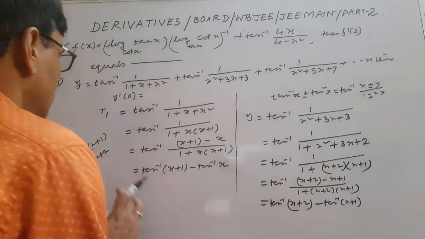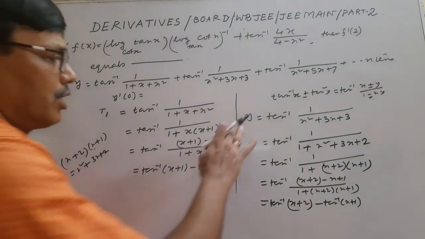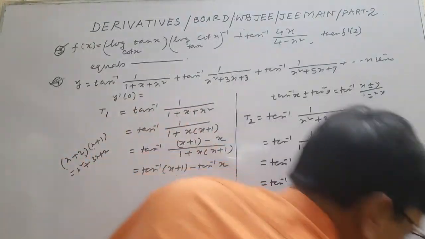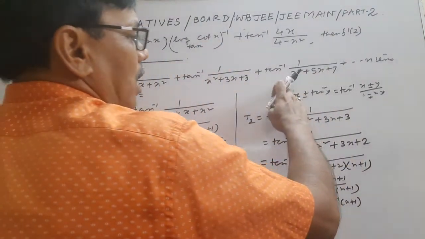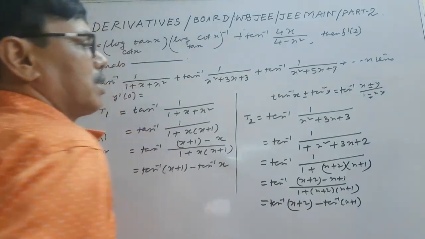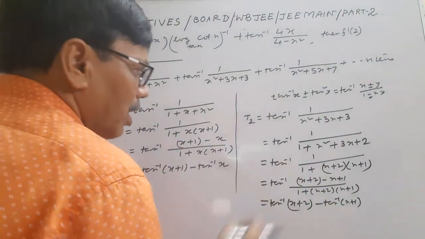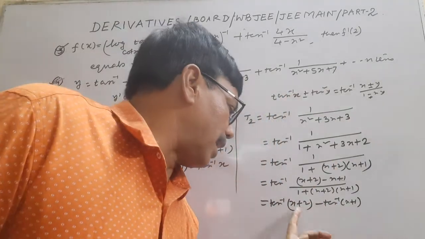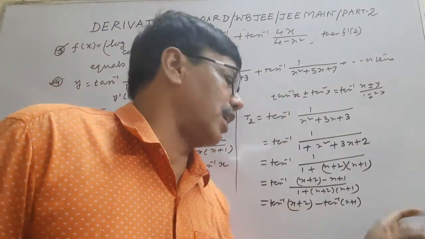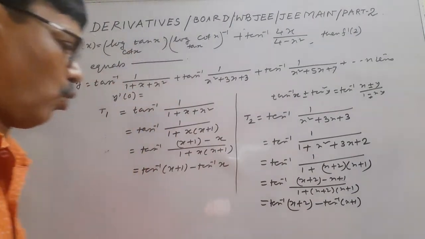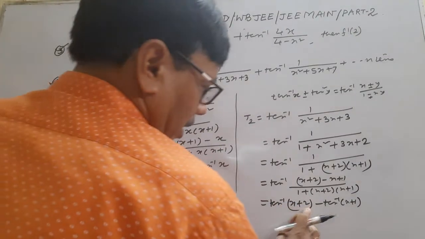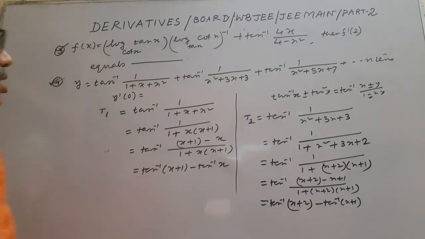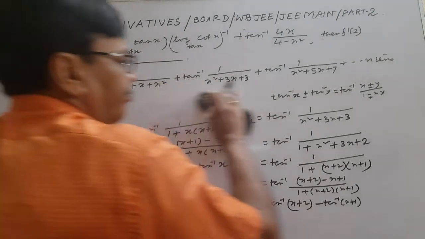So this is second term, T2. Similarly T3 is 1 plus x square plus 5x plus 6. If we use this step, T3 will be tan inverse (x plus 3) minus tan inverse (x plus 1). If it is 2, then it is 1. If it is 1, then it is x. So if we simplify, now look.